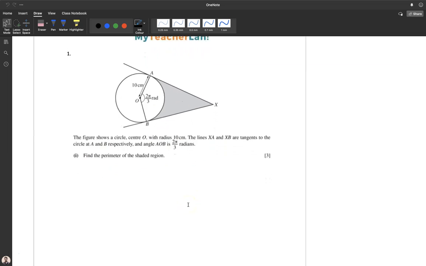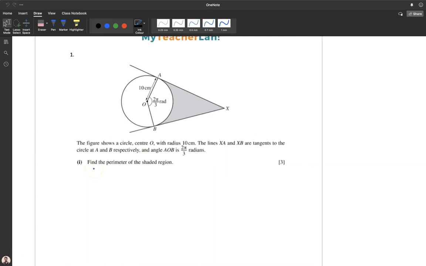So question number 1. The figure shows a circle with center O and radius 10 centimeter. The lines XA and XB are tangents, okay? And angle AOB is 2 pi over 3 radian. So we have some given information. We're required to find the perimeter of the shaded region. I'm just going to zoom in a little bit. Okay, that's better. So find the perimeter of the shaded region.